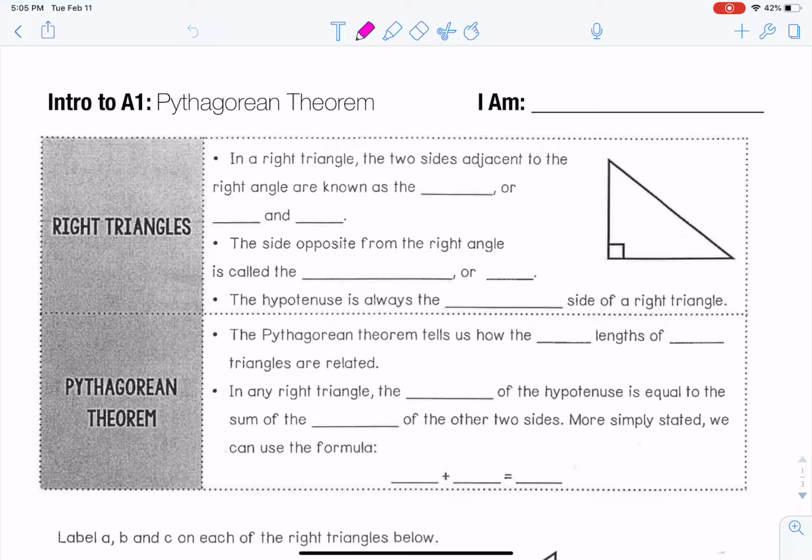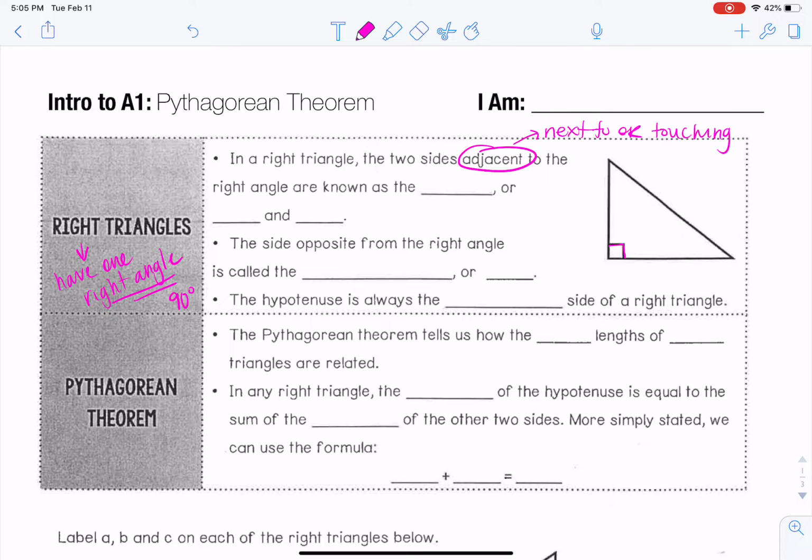So we're talking specifically about right triangles, and we know that right triangles have one right angle. A right angle is an angle that measures 90 degrees, and it's always denoted by this nice little box here. The first piece in your notes says that in a right triangle, the two sides adjacent to the right angle are known as the blank and blank. Adjacent means next to or touching.